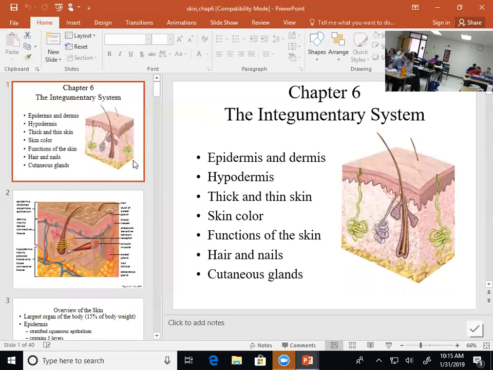Epi means what? On top of, right? It means above or on top of. So epi means that, and it's on top of the dermis. So this is the deeper layer, all of this that I'm looking at right now.